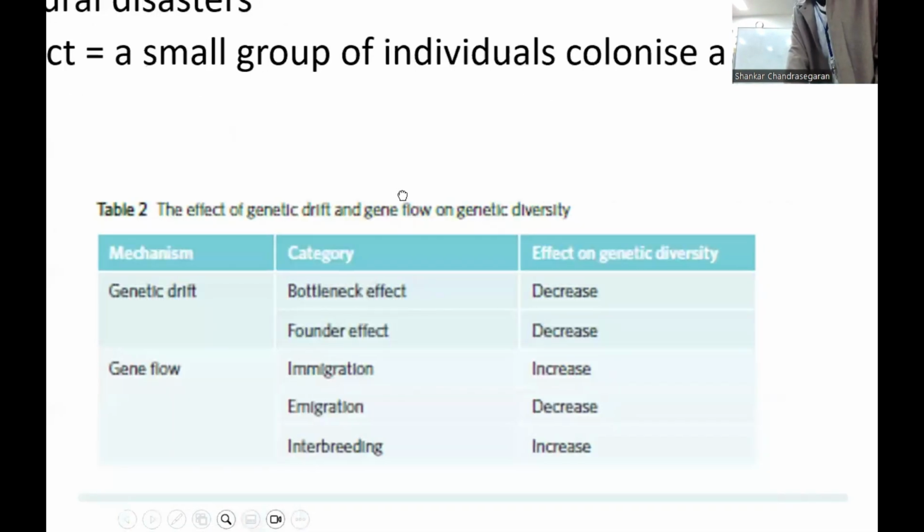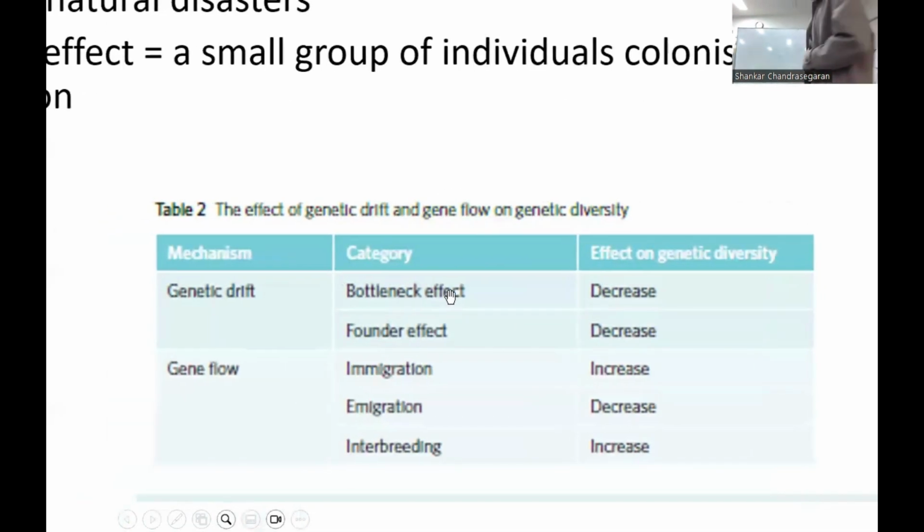If you overall looked at each of them and how they impacted genetic diversity, only two would increase genetic diversity, which is immigration and interbreeding. Emigration, founder effect, and bottleneck effect are known to decrease genetic diversity. So reducing genetic diversity is a bad thing. Increasing it is a good thing.